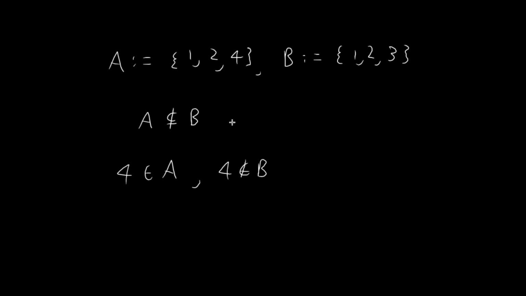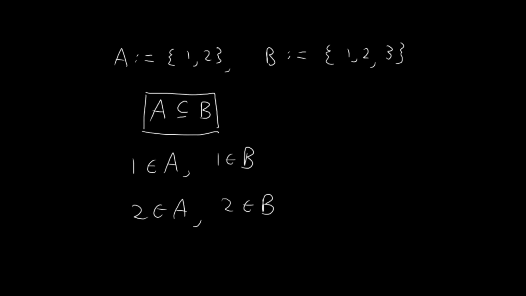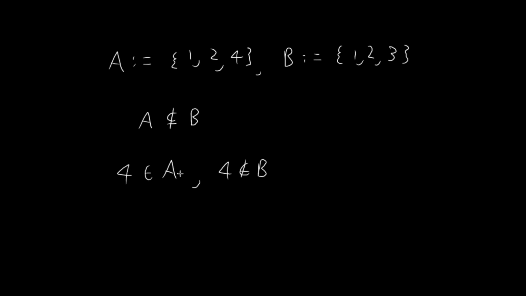And so therefore it violates the definition, because if A is indeed a subset of B, then all elements in A must be an element in B also. But then we've just showed that there does exist an element of A that is not an element of B. And so that's why it violates the definition, and so that's why we can conclude that A is not a subset of B.